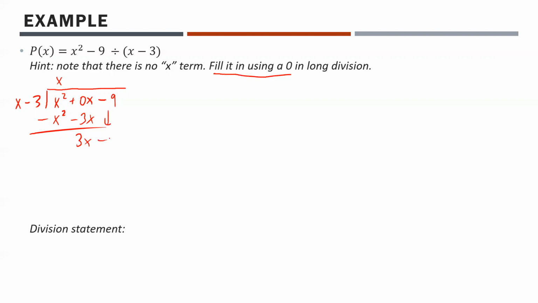Now we'll drop down this next term. So drop down the minus 9. Ask yourself again, how many times does x go into 3x? Well, the answer to that is 3 times, more specifically positive 3 times. So we'll say x plus 3. 3 times all this is 3x. And then 3 times minus 3 is minus 9. And look at that. If we're subtracting this, 3x minus 3x is nothing. Negative 9 minus negative 9 is also nothing.